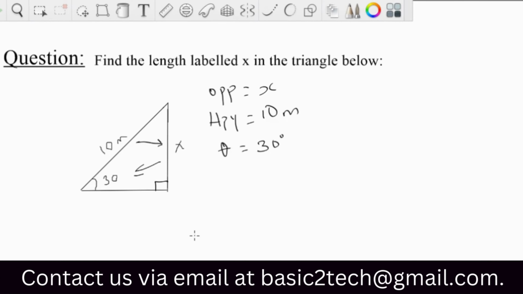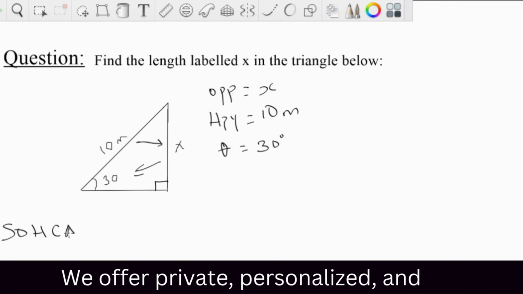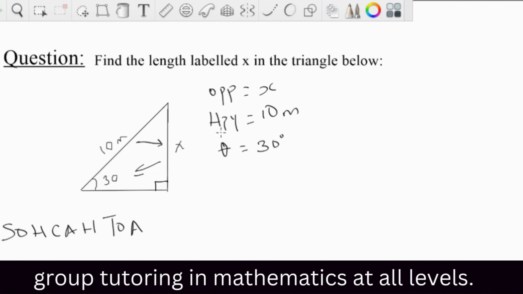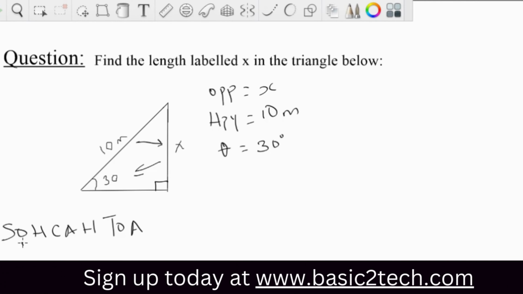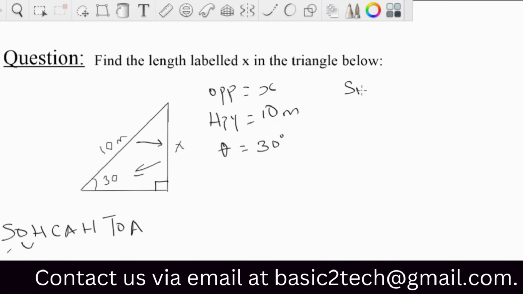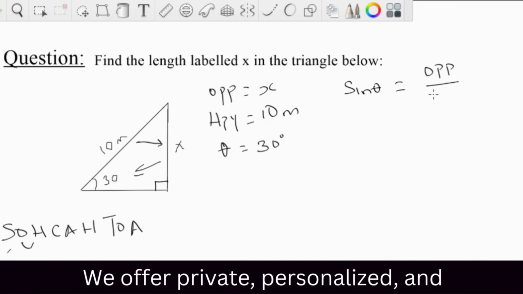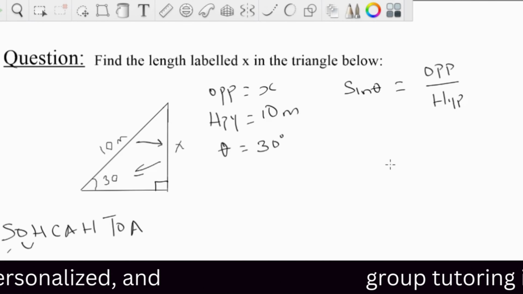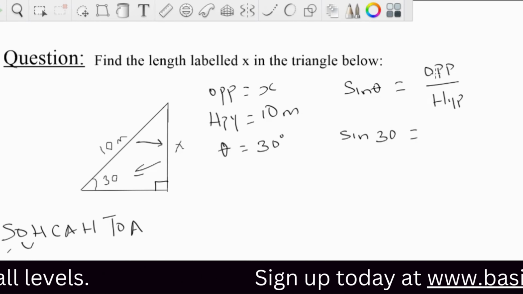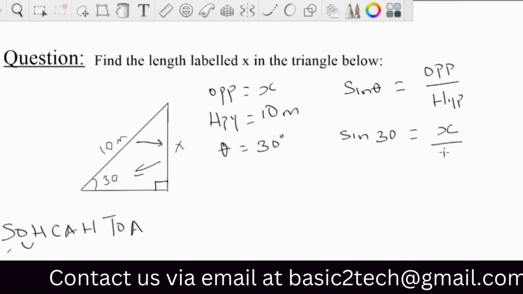So we have to set up the equation. Again, we can use our SOHCAHTOA. Now we are given opposite and hypotenuse. That goes for the sine. So we use the sine ratio. So we have sine theta equal to opposite over hypotenuse. Next, we log in the values. So we have sine 30 equal to opposite, which is unknown, x, over our hypotenuse, which is 10.